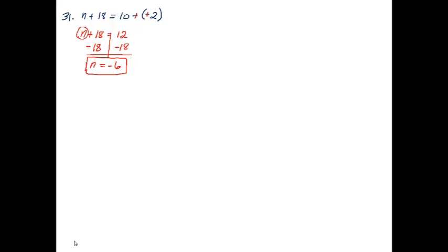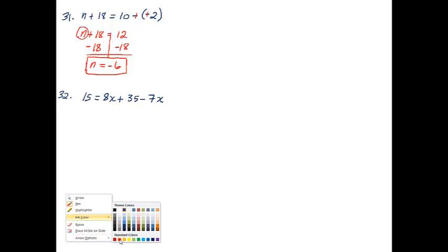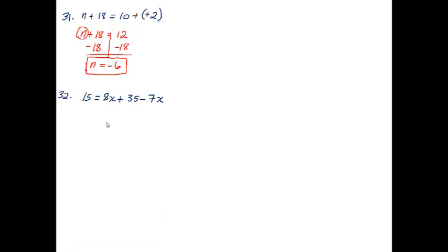All right, let's work on number 32. It says 15 equals 8x plus 35 minus 7x. And again, we need to solve. So just like problem 31, the first thing you need to do is combine your like terms. On the right side of the equal sign, we have 8x minus 7x. So this equation becomes 15 equals 35 plus x, because 8 minus 7 is 1, therefore I have 1x.